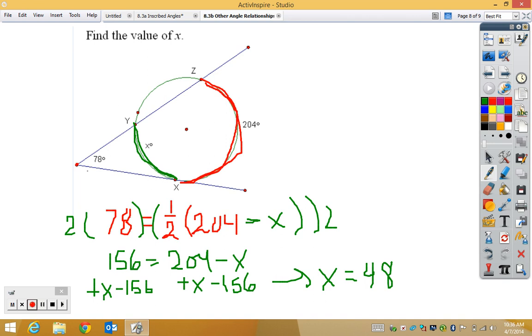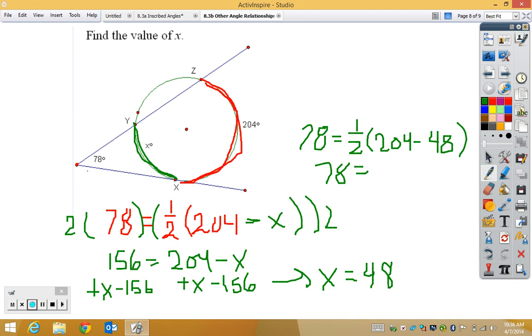We can go ahead and check this too. We can set 78 equal to 1/2 of 204 minus 48. We find that 204 minus 48 is 156, and if we divide that by 2, we get 78 to equal 78. So that checks out.